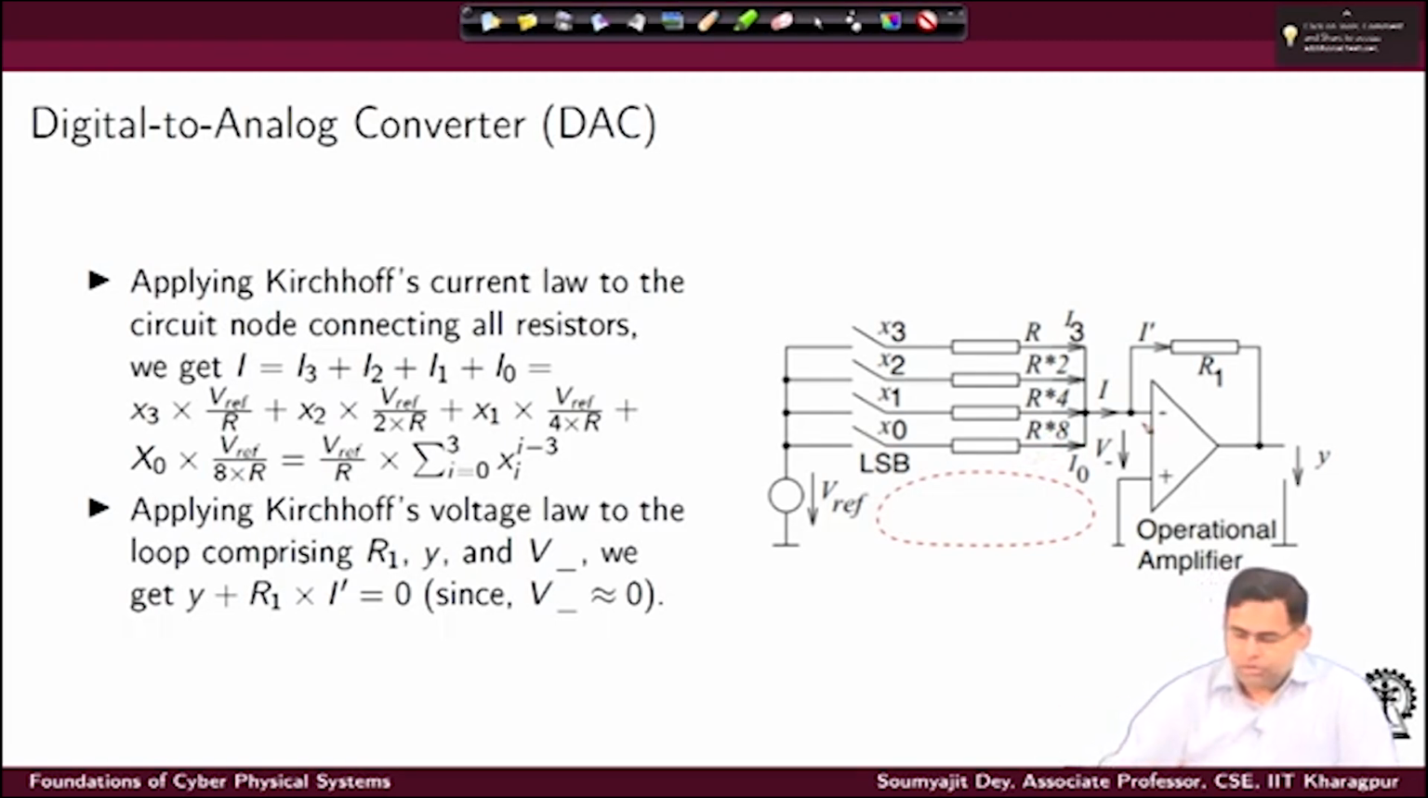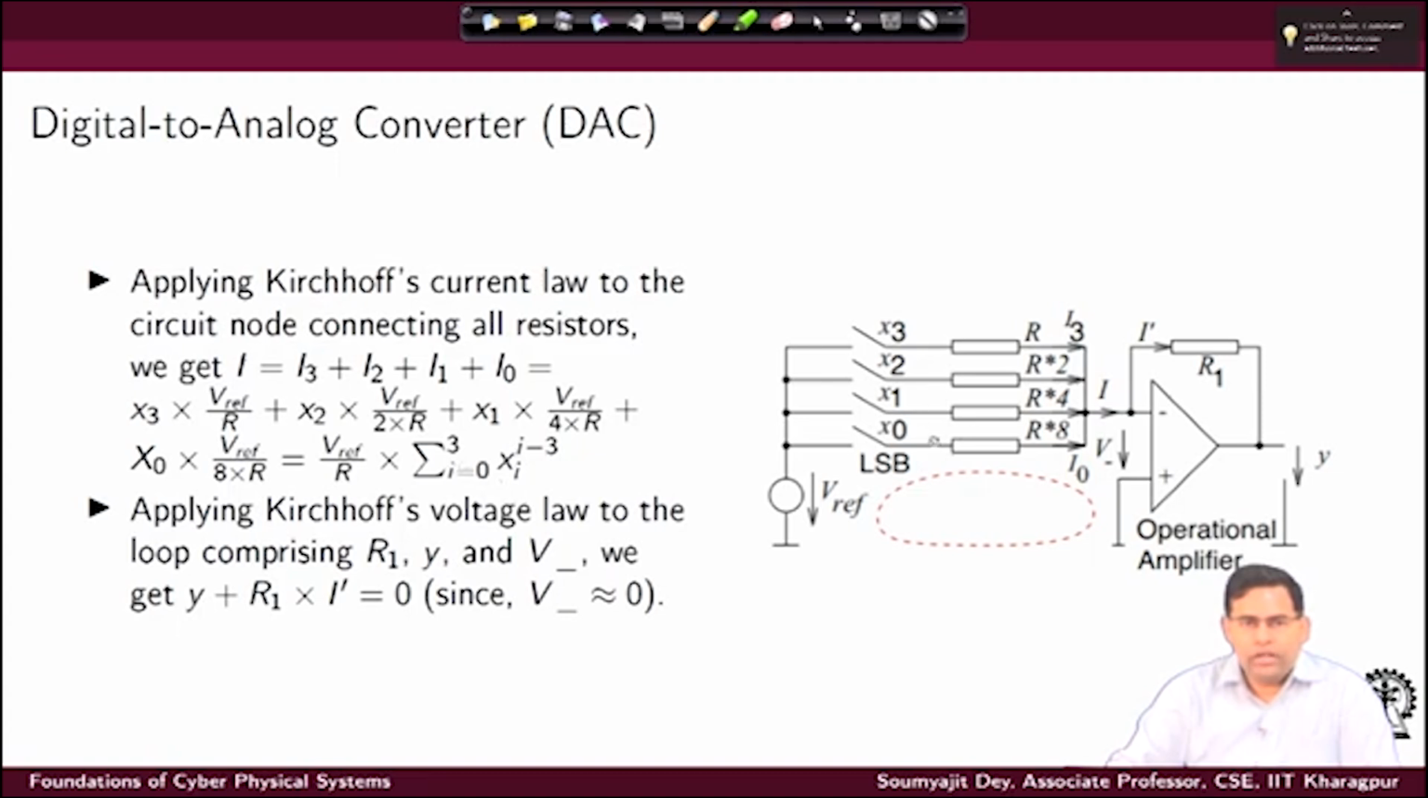So if I sum up the total current that is coming here, what do I get? It should be an expression like this following Kirchhoff's current law, right? So you have this kind of an expression. If you take common this VREF by R, you will have something like the sum of Xi times 2 to the power i minus 3, right? Because let's say you take X3, you are essentially allowing this full current, basically VREF by R, to go.